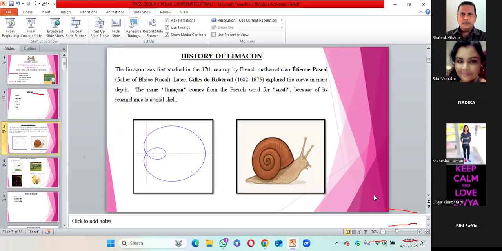Did it look to anybody that the snail doesn't look like the limaçon, but it looks more like the spiral? Yes, sir. Where are you seeing this shape, right? Let me go. Where are you seeing this shape on this thing here?